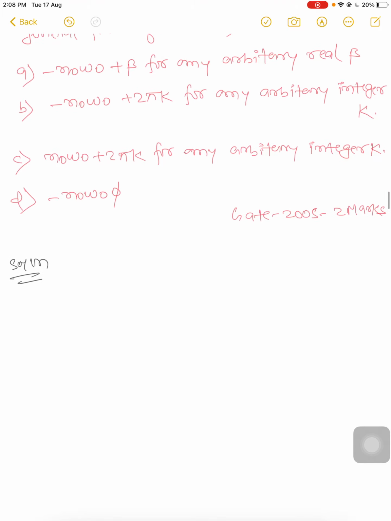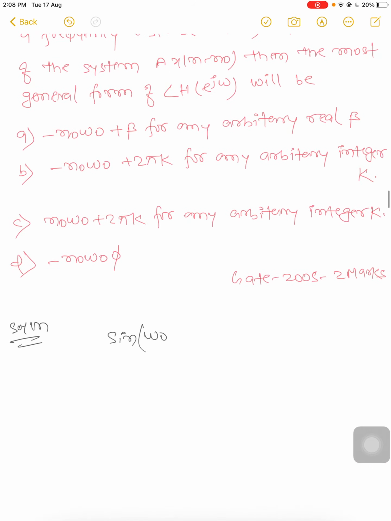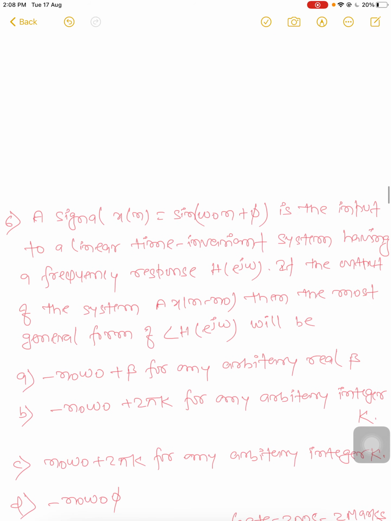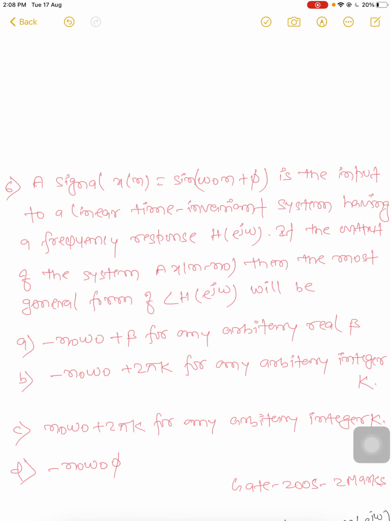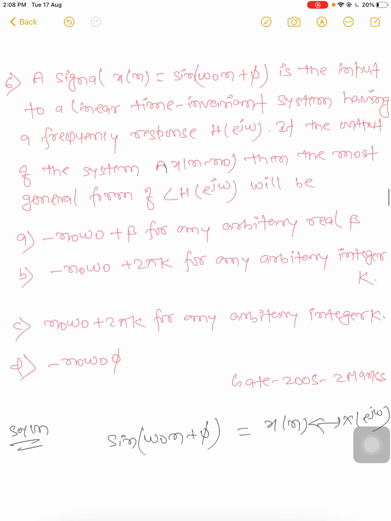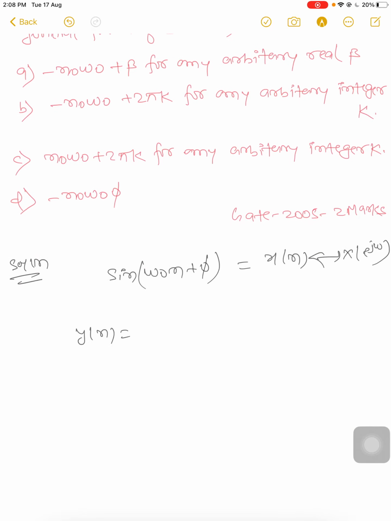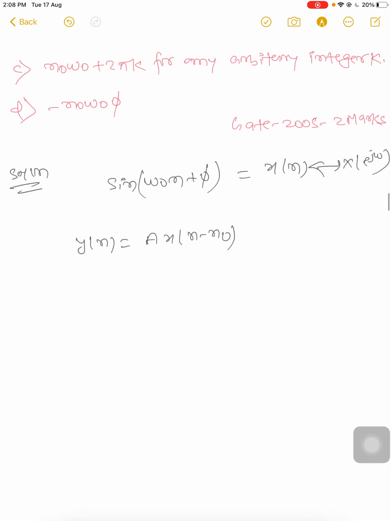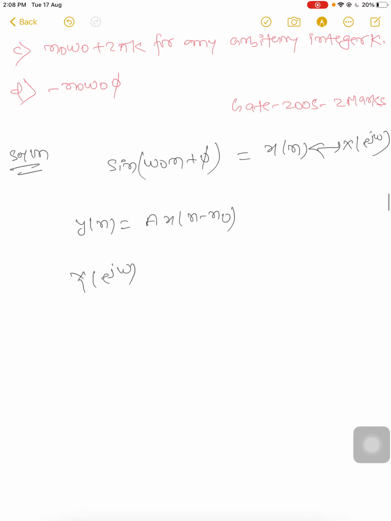Given sin(ω0 n + φ) = x[n] with Fourier transform X(e^jω), this is the input to a linear time-invariant system having frequency response H. The output of the system is A x[n − n0]. Then the output y[n] is equal to A x[n − n0]. Then, due to the shifting property, Y(e^jω) is equal to A e^(−jωn0) X(e^jω).